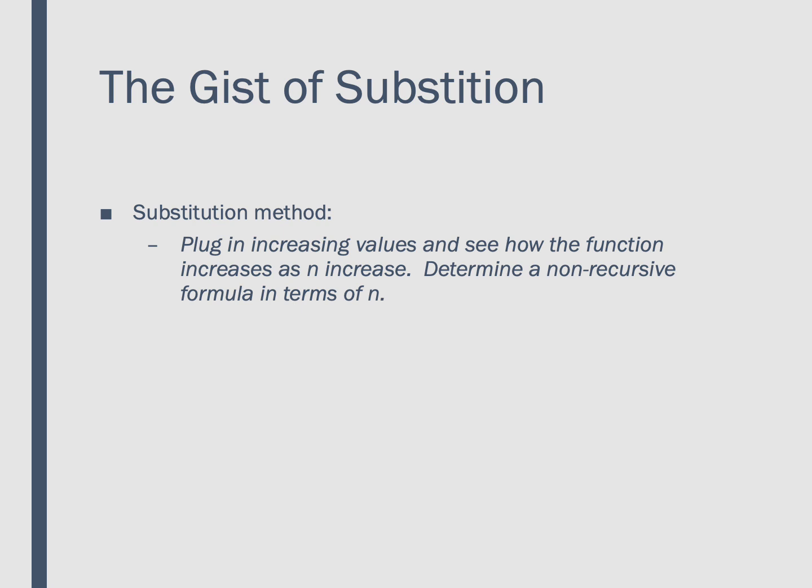Why will we use substitution? We'll use it because it's a straightforward step-by-step method, and it allows us to understand the growth rate of T(n) without requiring advanced tools, and it's an intuitive way to verify the correctness of more complex solutions.